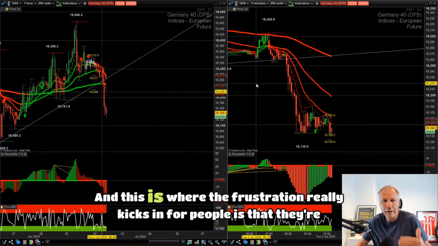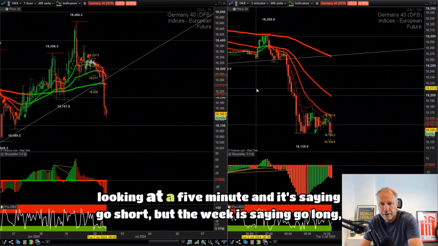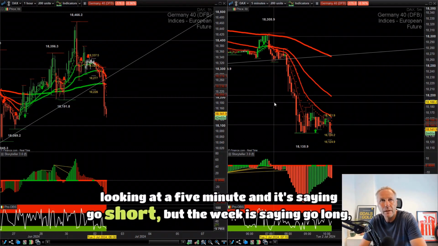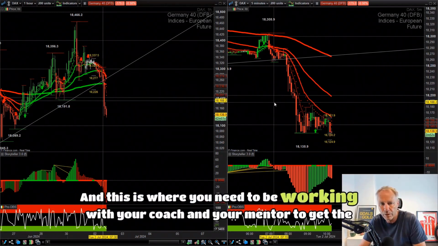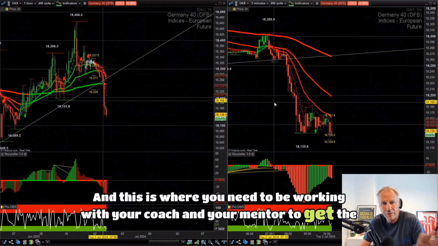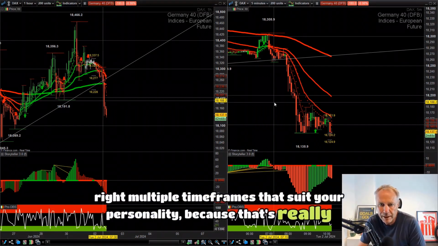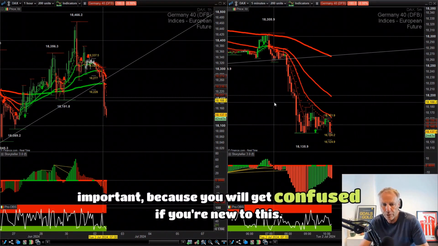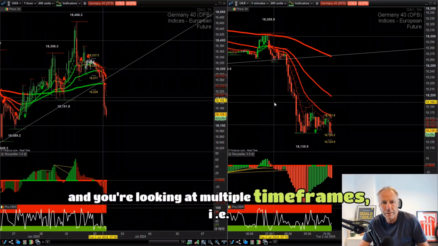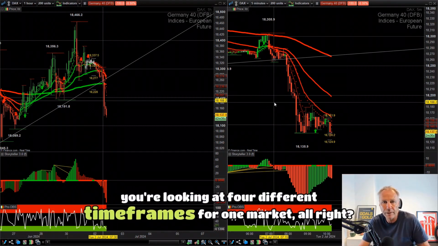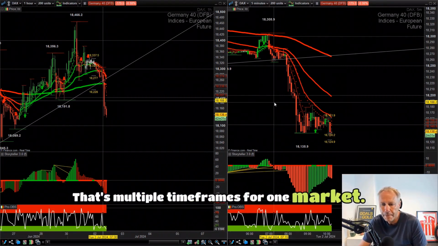And this is where the frustration really kicks in for people: they're looking at a 5-minute chart and it's saying go short, but the weekly is saying go long. This is where you need to be working with your coach and your mentor to get the right multiple time frames that suit your personality, because that's really important. You will get confused if you're new to this and you're looking at multiple time frames, i.e. you're looking at 4 different time frames for one market. That's multiple time frames for one market.